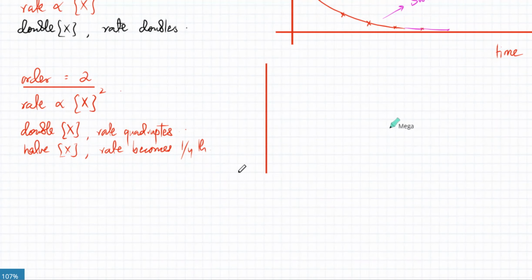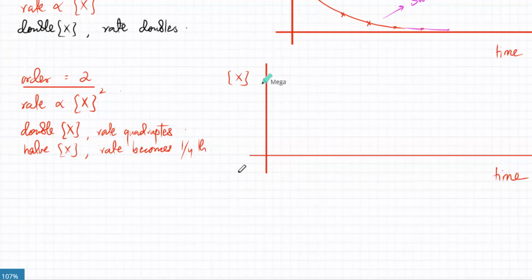So let's say we have a similar graph, and this axis again is time, and this other axis is concentration of x. Now let's start at the 8th box. It's 1, 2, 3. 1 second. 4, 5, 6, 7, 8. Take this one. Let's start over here.